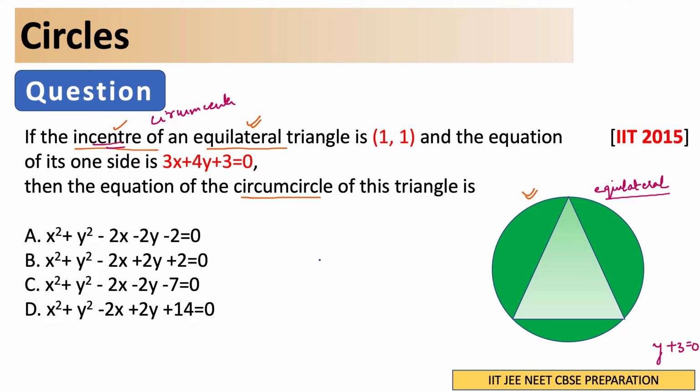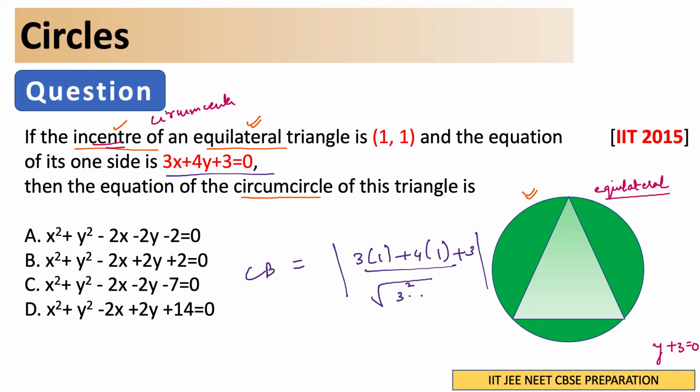So your CB will be the distance of the point from the line 3x plus 4y plus 3 is equal to 0. Put 1, 1 in this. So it will be 3 into 1, 4 into 1 plus 3, over root of 3 square plus 4 square. So this is going to give you CB.